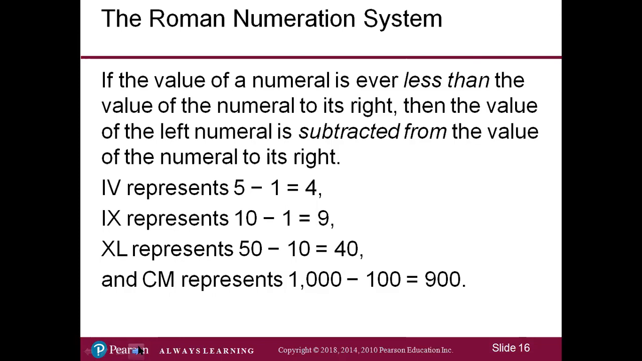XL, X is less than L, so we're going to take the X away from L. We take 10 away from 50, giving us 40. And CM, for example, C is 100, M is 1,000. We take 100 away from 1,000 to get 900.